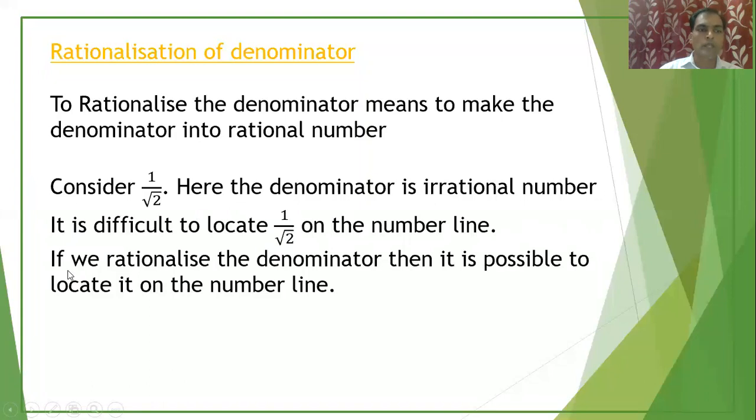If we rationalize the denominator, then it is possible to locate it on the number line. So if we rationalize the denominator, that is the process of rationalization of denominator. If we perform that, then it is possible to locate it on the number line. After the rationalization, it is possible to locate the number on the number line.